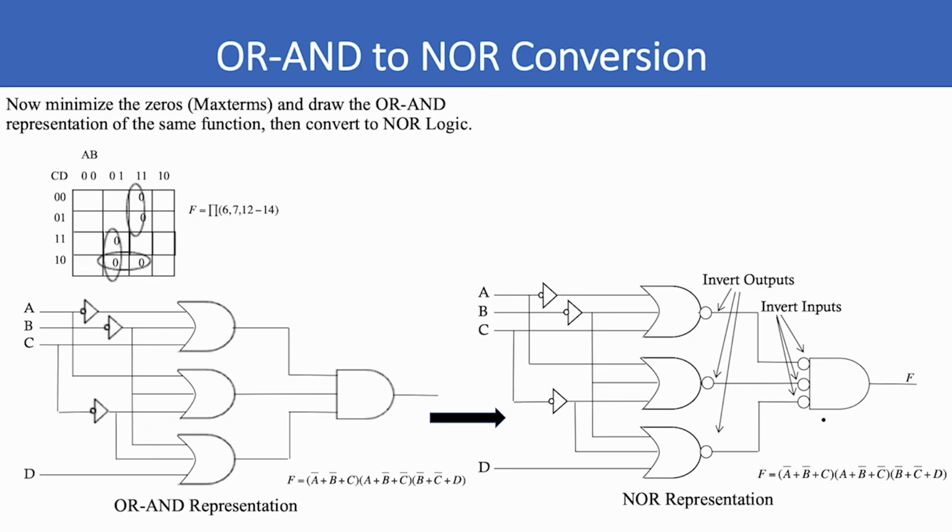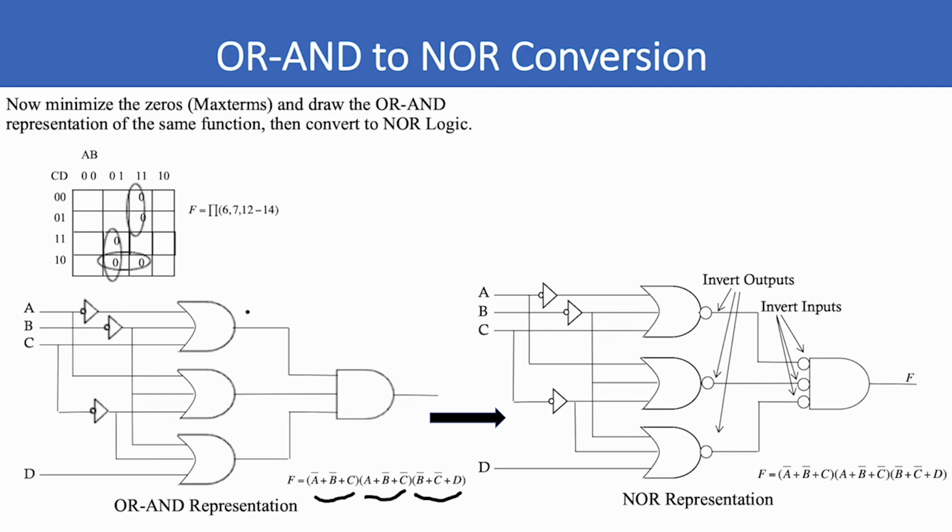Okay, let's do an OR AND to NOR conversion. Let's do another one here. This is the max term representation over the zeros, 6, 7, 12 through 14, and that's what we have, the zeros in this Karnaugh map. We reduce the function, and we get 3 sum terms in our reduced implementation, and those 3 sum terms are shown here.